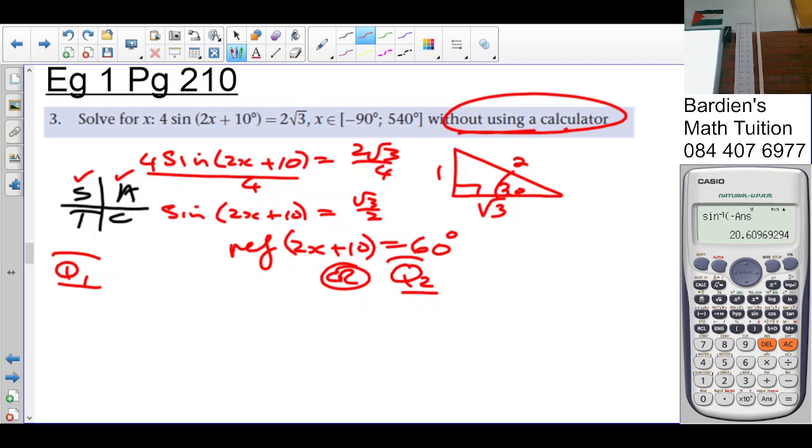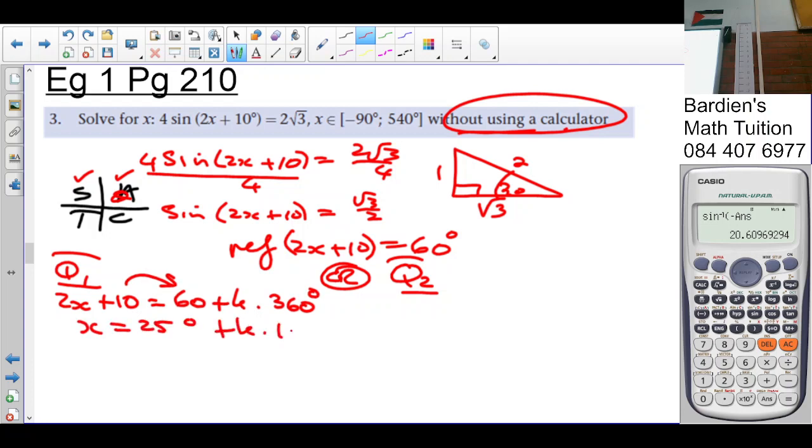So what do I write here? 2x plus 10 equals 60, which is this theta, the angle here, plus k times 360. Take 10 over, it becomes 50, divided by 2 is 25. So it's 25 degrees plus k times 180. You see I divided throughout by 2. Do you understand?